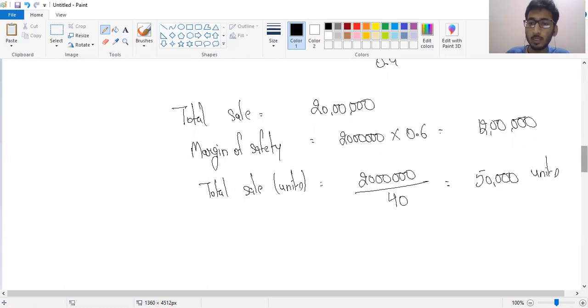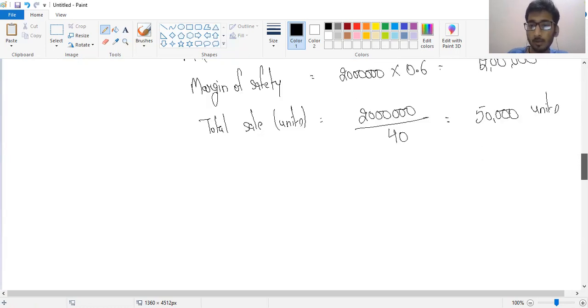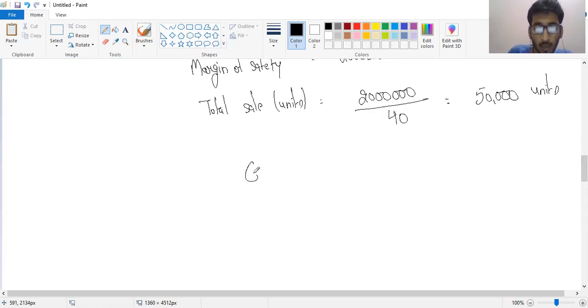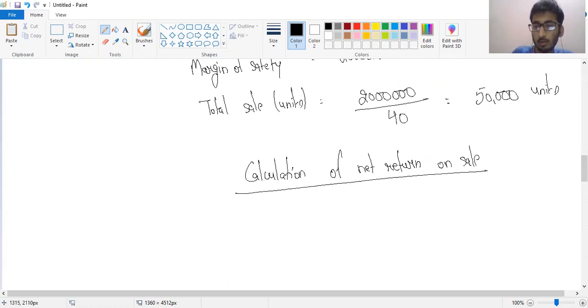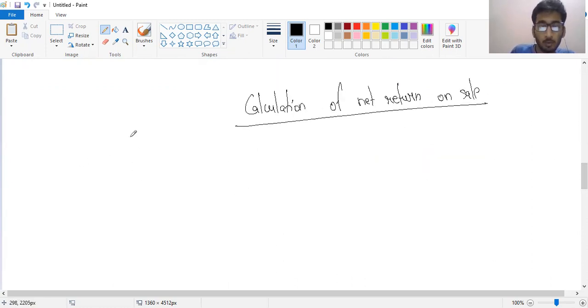Now what basically the question is asking us? Question is asking us to calculate net return on sale, and we are given income tax rate. So calculation of net return on sale. Calculation of net return on sale. Okay, so we know sale is 20 lakh.